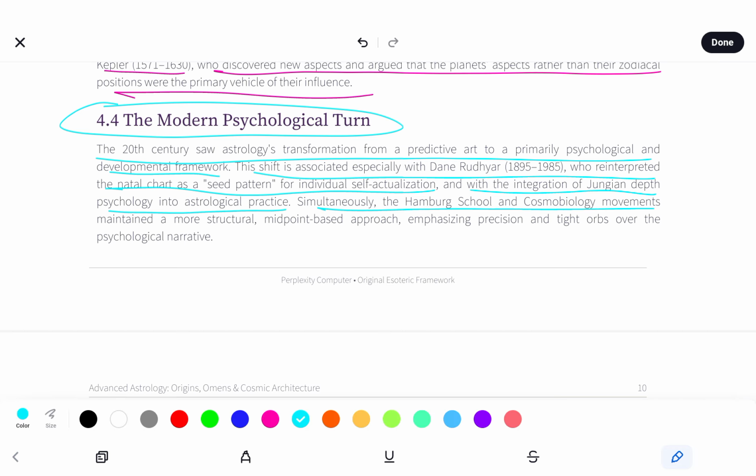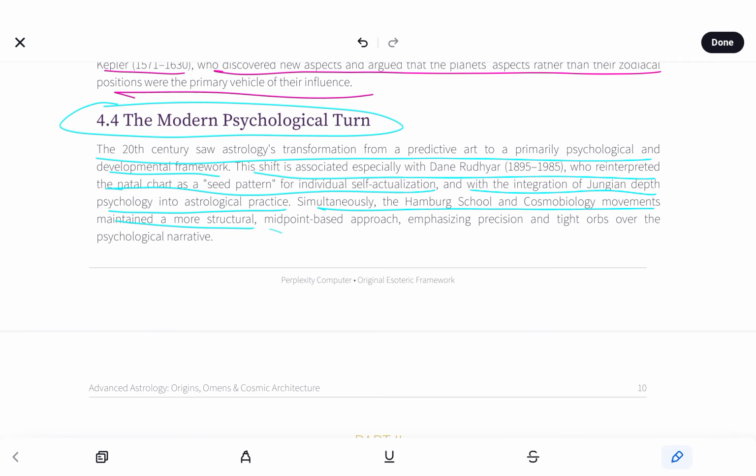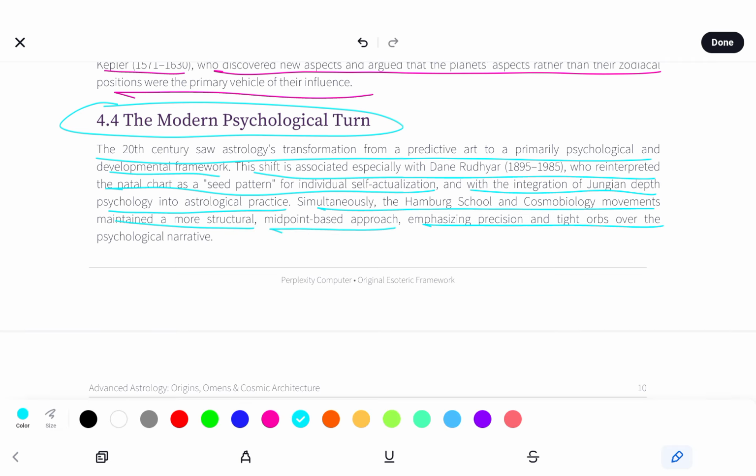Simultaneously, the Hamburg School and cosmobiology movements maintain a more structural, midpoint-based approach, emphasizing precision and tight orbs over the psychological narrative.